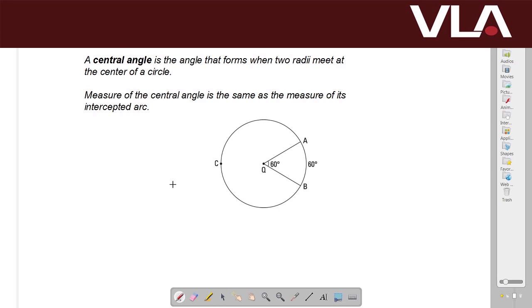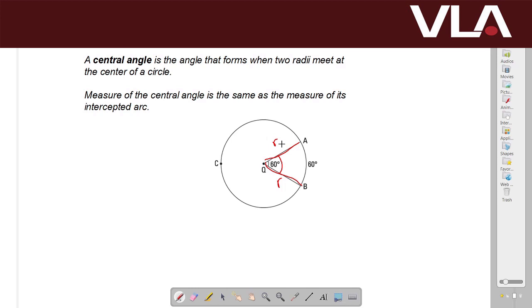So, quick definition: a central angle is the angle that forms when two radii meet at the center of a circle. In this case, here's our circle, here's our center. You usually label a circle by the letter in the middle, so this would be circle C. The two radii are here. Let me mark those in red. Here and here. This is one radius, and the other radius. So the two radii meet at the center. That forms our central angle. So this angle right here is our central angle.